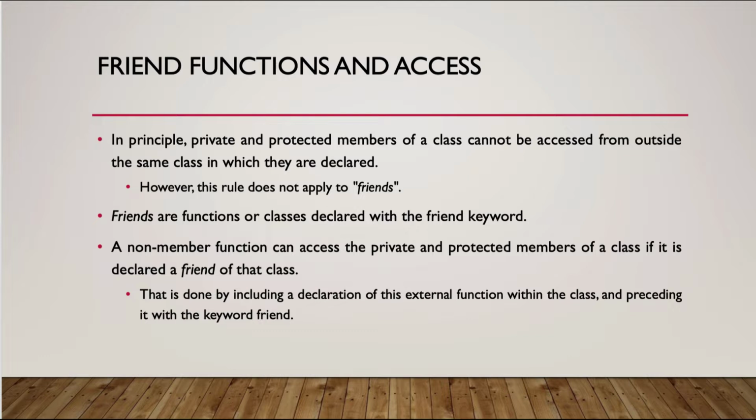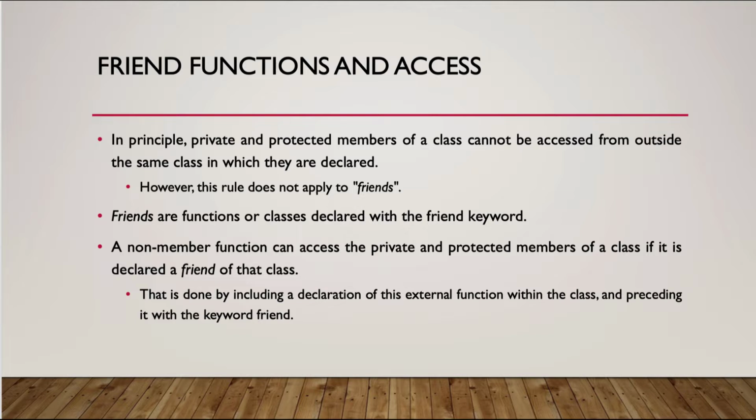In principle, private and protected members of a class cannot be accessed from outside the same class in which they are declared. However, this rule does not apply to the friends. Friends are functions or classes declared with the friend keyword.